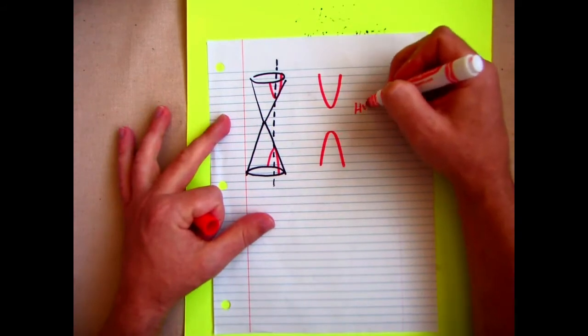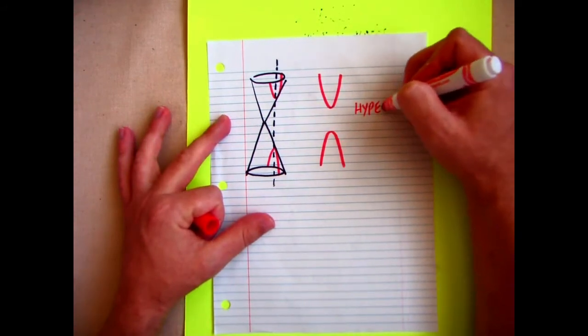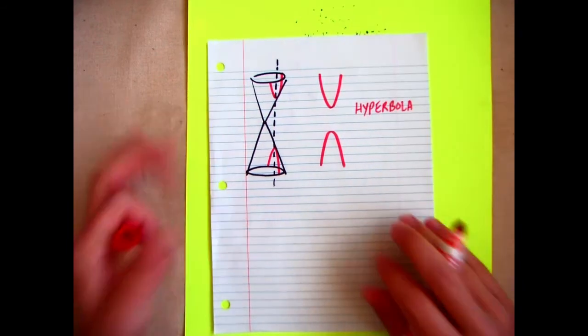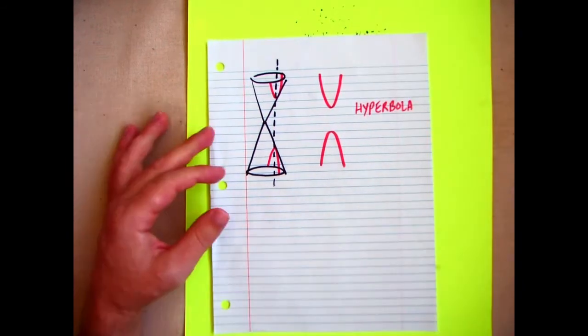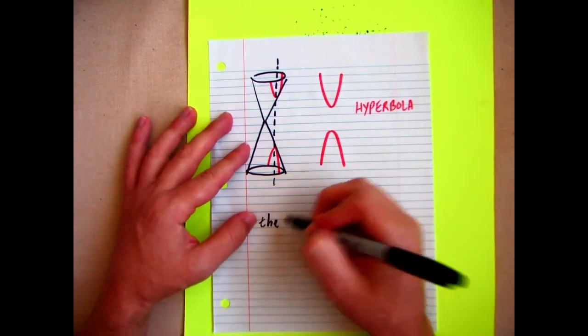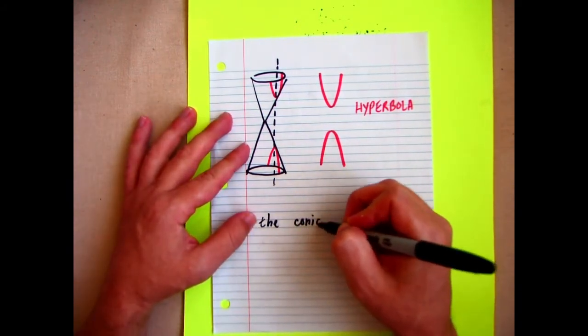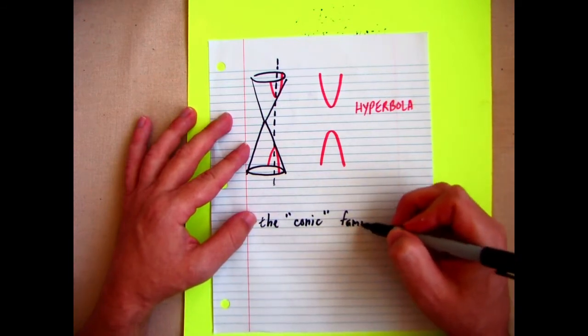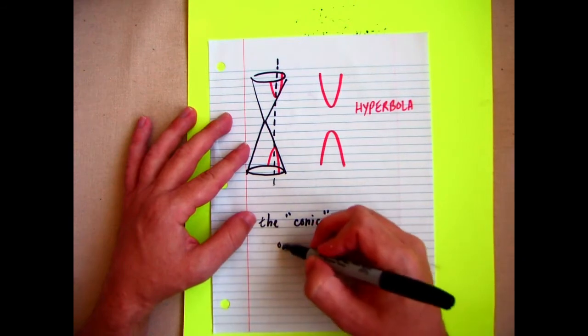Alright, so that's where this conic family name comes from: the idea that all these graphs can be made through cuts of cones. It's the conic family of graphs. Cool.